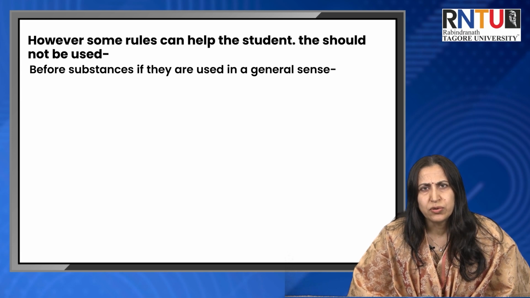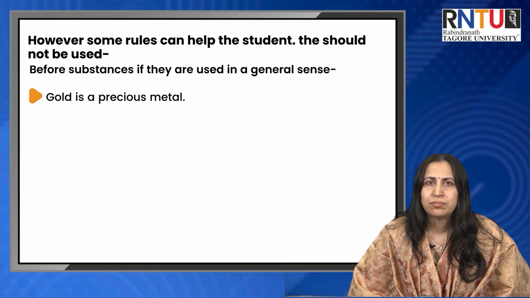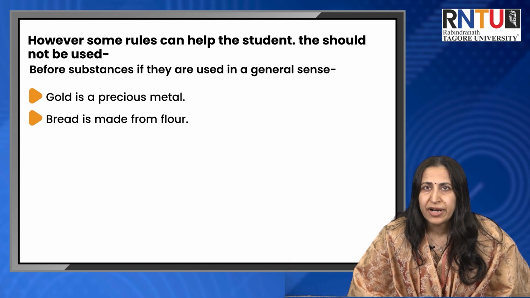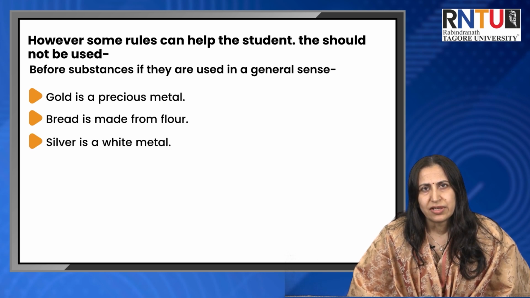The should not be used before substances if they are used in a general sense. For example, gold is a precious metal. Bread is made from flour. Silver is a white metal.